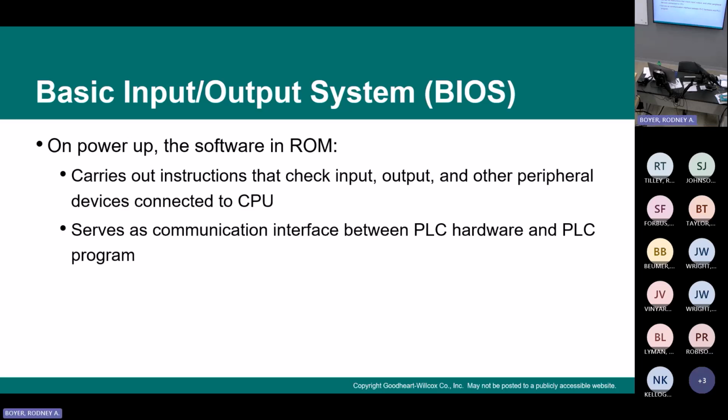Hey, CPU, I want to display another character on the screen. Well, I don't know how to display a character on the screen. Hey, BIOS, how do you do that? Literally everything that the CPU does, it has to go ask the BIOS how to do it. That includes printing, accepting input from the keyboard or the mouse. Serves as a communication interface between the PLC hardware and the PLC program.